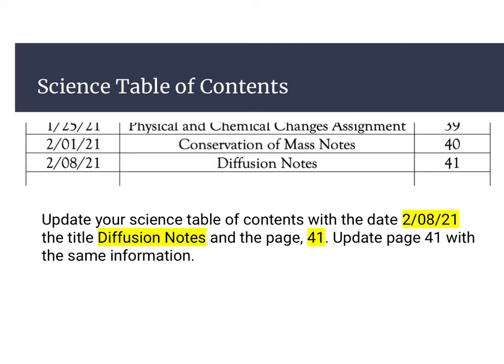Go ahead and grab out your science notebook and turn to your table of contents because we're going to update it. If you want to put in today's date, which is February 8th, so in your table of contents, you're going to put in 2-8-21. Our topic is diffusion notes, and that will go on page 41. When you finish putting this into your table of contents, I want you to flip to page 41 in your notebook and title it Diffusion Notes and put a page 41 on there.